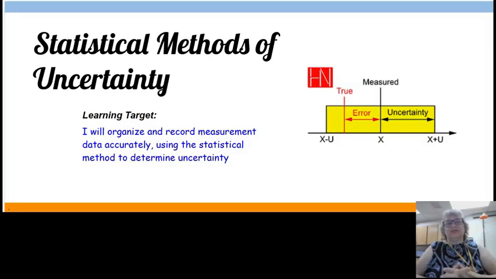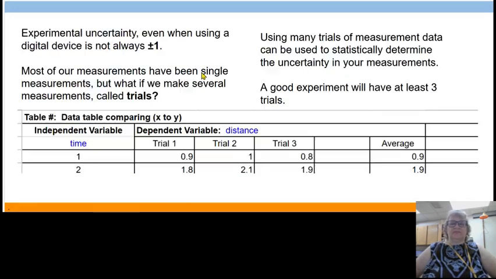So our next lesson is statistical methods of uncertainty. We talked about uncertainty in the tool that you use. There's also a statistical method that we can use to determine uncertainty. Experimental uncertainty, even when using a digital device, is not always plus or minus 1.